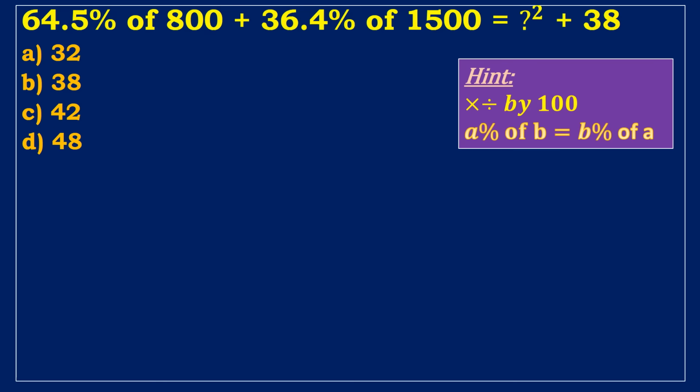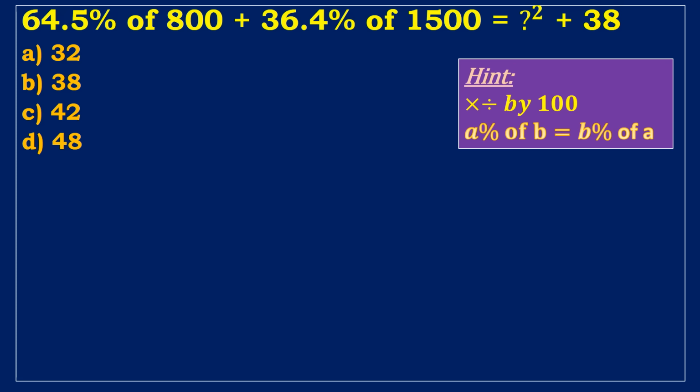Let's look at the fifth example to understand this simplification concept with the multiply and divide by constant concept. Simplify the equation. 64.5% of 800 plus 36.4% of 1500 is equal to square plus 38. What value should come in place of the question mark?